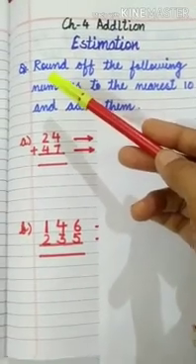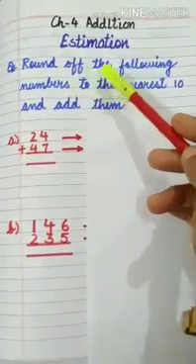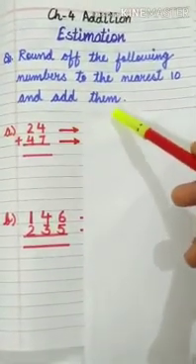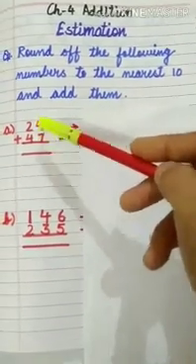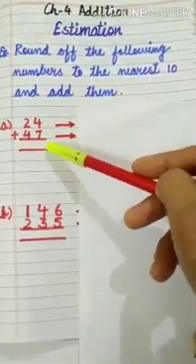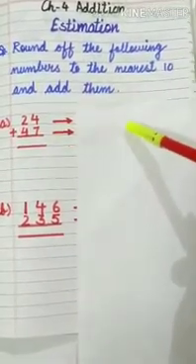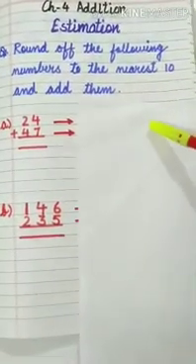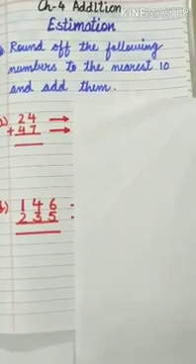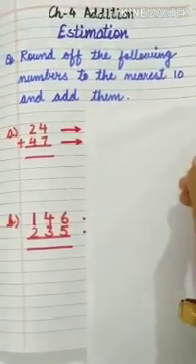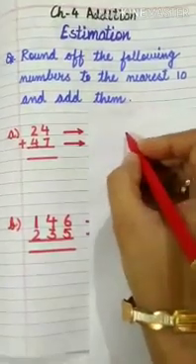So, our first question is, round off the following numbers to the nearest 10 and add them, right? So we have the two numbers here in the A part, right? First of all we have to round off. सबसे पहले हम इन्हें round off करेंगे और फिर उन्हें हम add करेंगे, right? So have you remembered how to round off the numbers? Okay, let's round off these two numbers first.